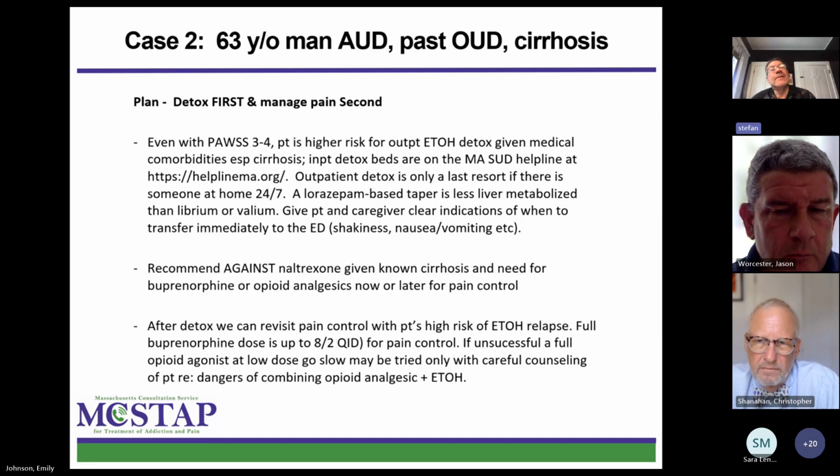Any other thoughts before I go to the next slide, which would be our third case? We have plenty of time right now to point out what's different in the elderly here or take more questions.